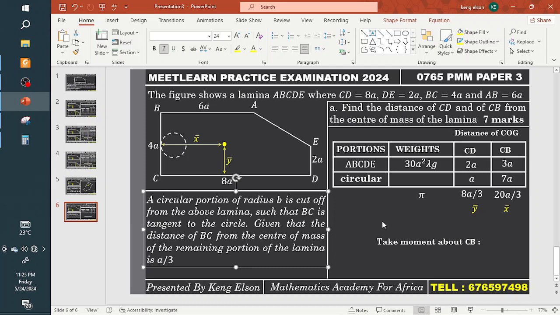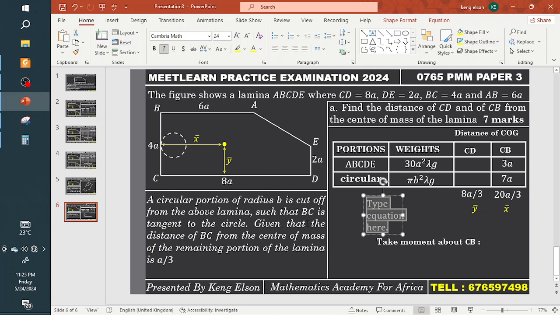A circular portion of radius b, so my pi radius squared becomes pi b squared. Then lambda g, that's the area, that's the weight. Now the distance of the center of mass of the circular lamina. We are more concerned with the distance from BC, so no need to over talk about the distance from CD.